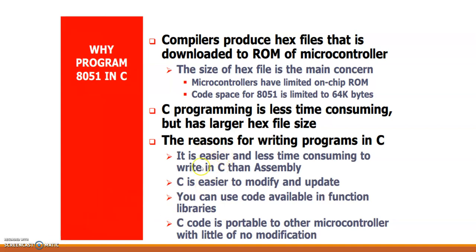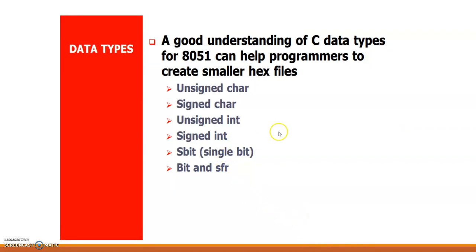So these are the reasons why we use embedded C programming for the 8051 microcontroller. It is easier and less time consuming. It is easy to modify and update. Function libraries are available, so we can use code from the function library. And the same program that we write for one microcontroller can be downloaded to another microcontroller with little or no modification.